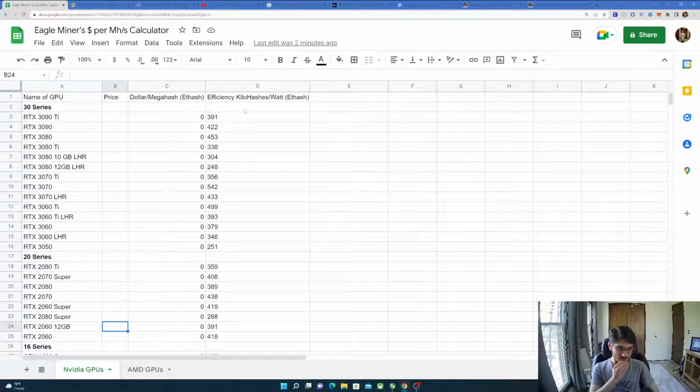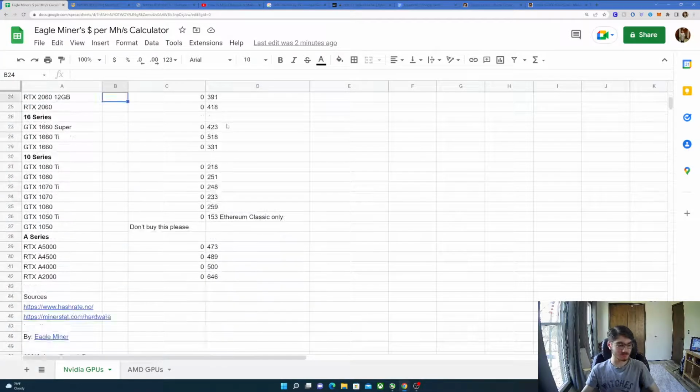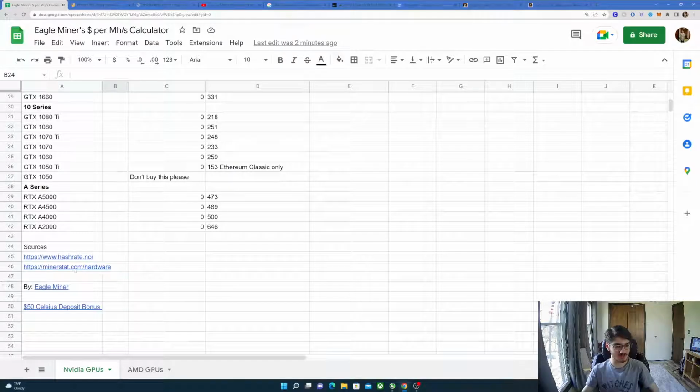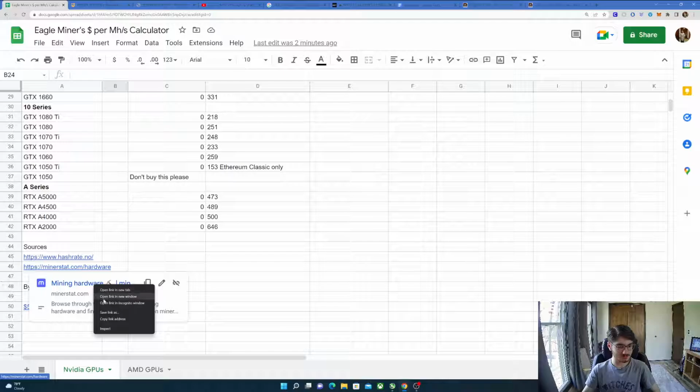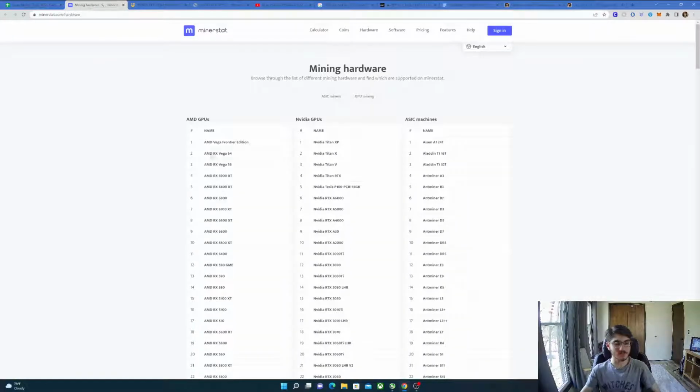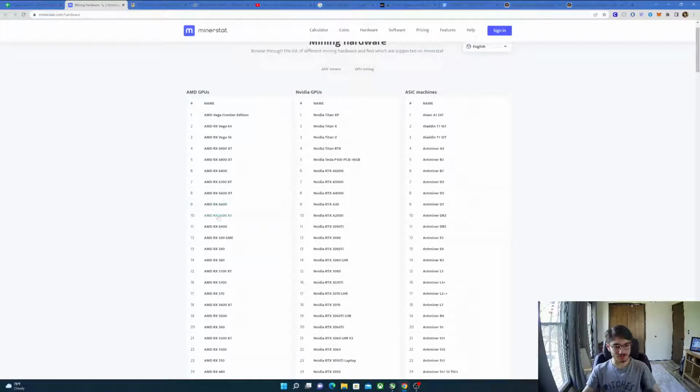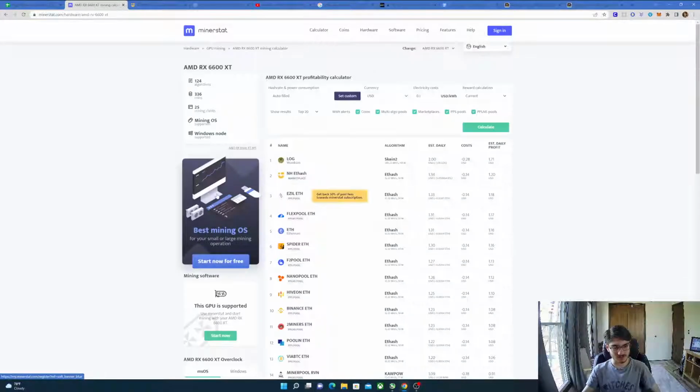So quick last notes, the sources that I use, I also sometimes use minerstat.com. If you go to their website, let me just open a new tab. They will have a lot of GPUs, and they will show you, let's just take the 6600 XT for example, how many mega hashes you can get on it on Ethash, which is the Ethereum mining algorithm, the amount of electricity used, the profitability at the moment, and then you put in your electricity cost into here.